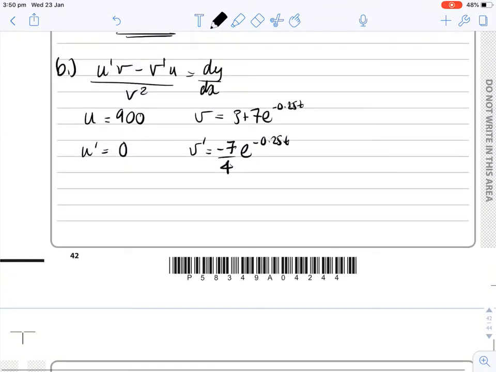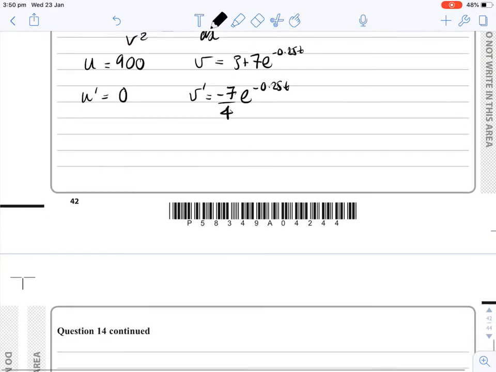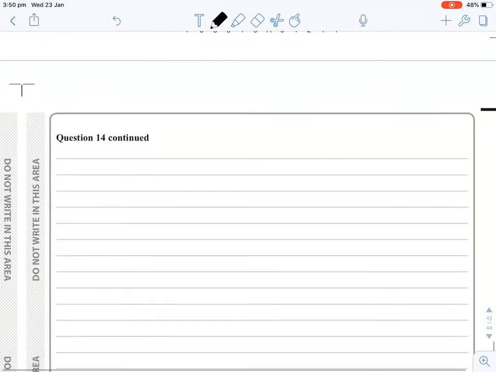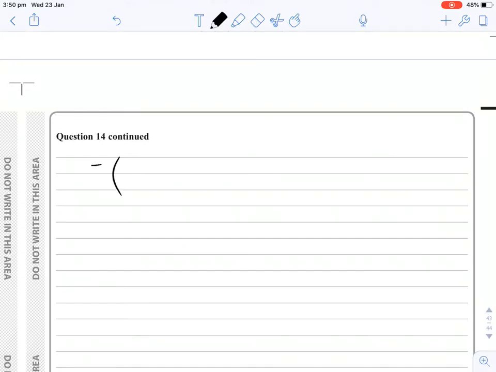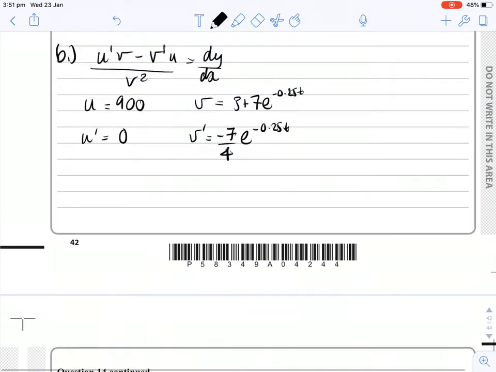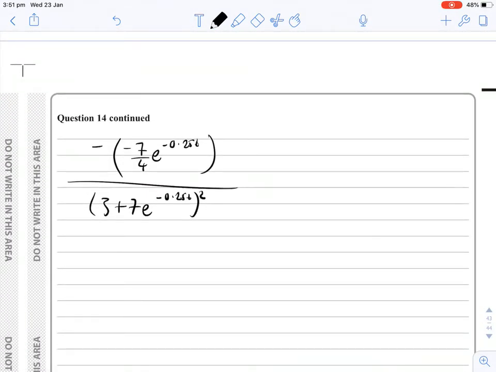Applying that formula, we've got u'v, which is just going to be 0, take away v'u. So we're going to have take away (-7/4 e^(-0.25t)) all over (3 + 7e^(-0.25t)) squared. And so that is going to be our dn/dt. Now we've got to try and get it into the format that they want.